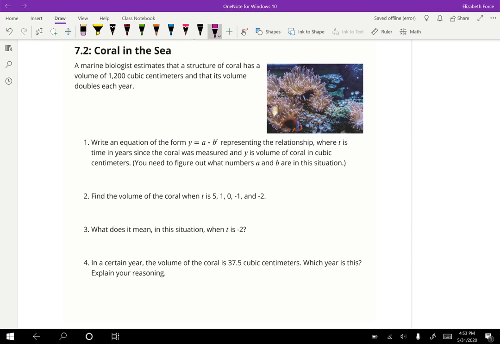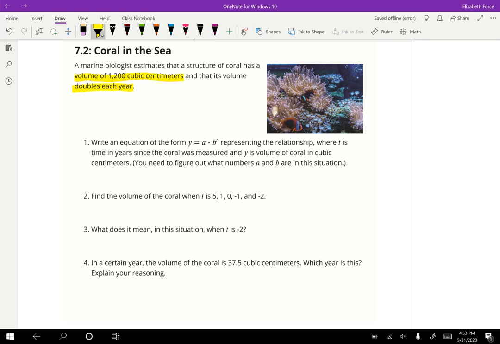For 7.2, Coral in the Sea, and for the rest of this lesson, we're going to start looking at application problems that experience exponential behavior, and we're going to look at what it means to have a negative exponent in terms of an application problem. So for this first one, Coral in the Sea, a marine biologist estimates that a structure of coral has a volume of 1,200 cubic centimeters, and that its volume doubles every year.